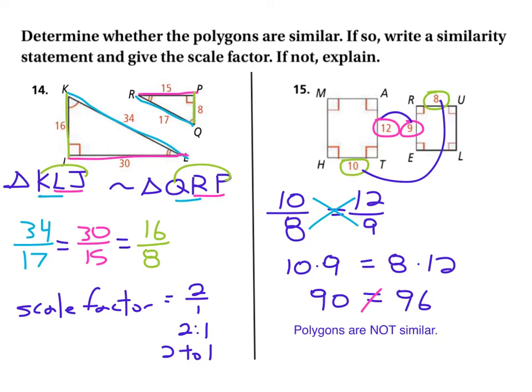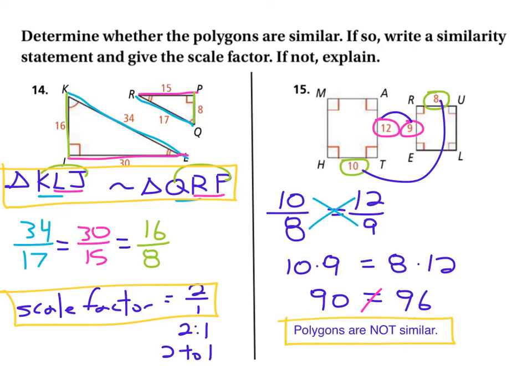Okay, so I'm just going to pick a color and box out, for number 14, the similarity statement that they asked us to write. We've got that as triangle KLJ is similar to triangle QRP. Put the box around that. And we have a scale factor of 2 to 1. And for number 15, the polygons are not similar. We can't go any further than that. That's just the final answer. And that's it. We're done.